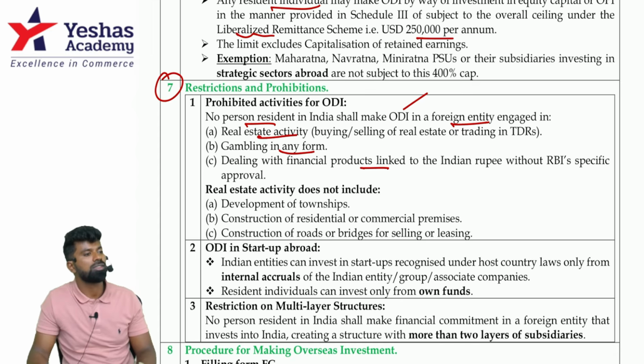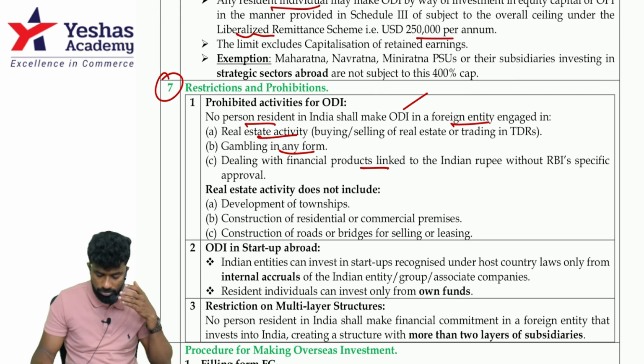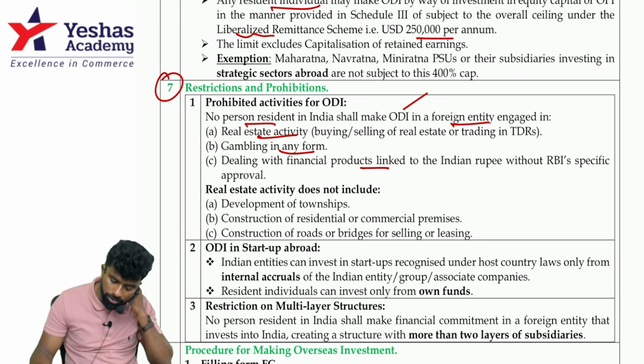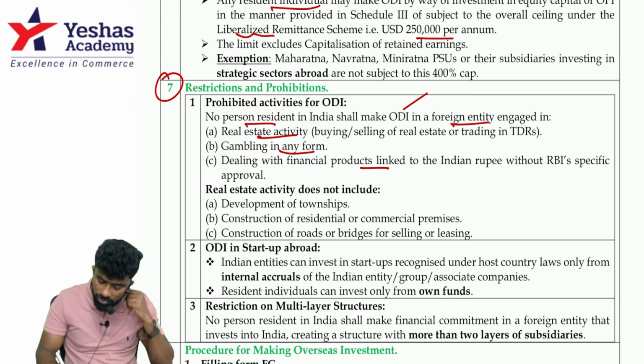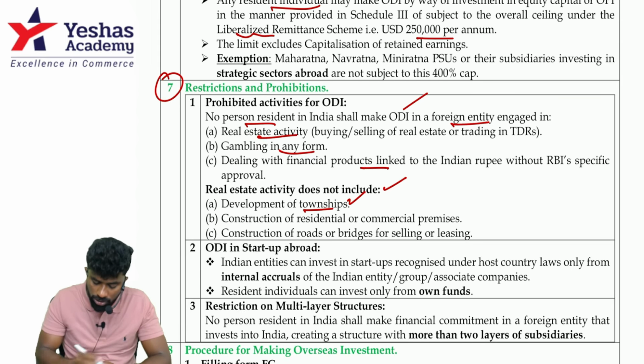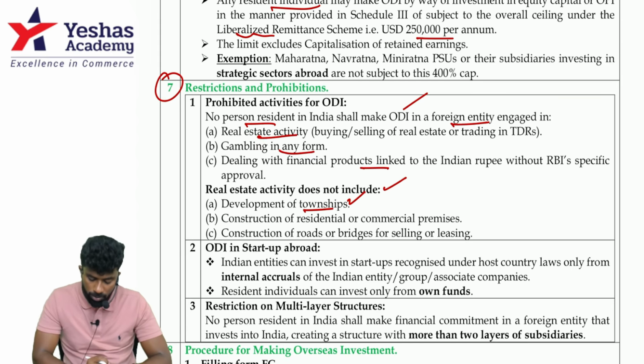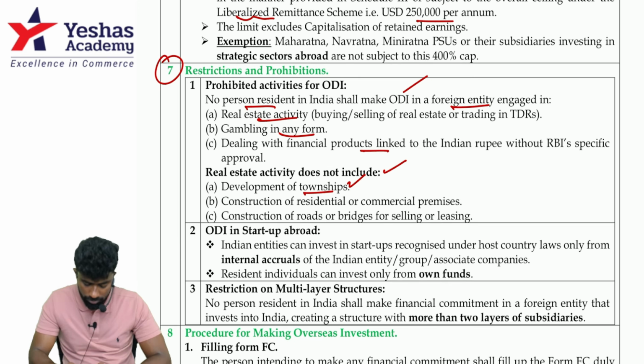But can you invest in equity shares? Can you invest in equity shares? But can you invest in real estate activities? Can you do gambling? Real estate activity does not include what? Development of townships, commercial premises or residential premises, construction of roads, bridges for selling or leasing.